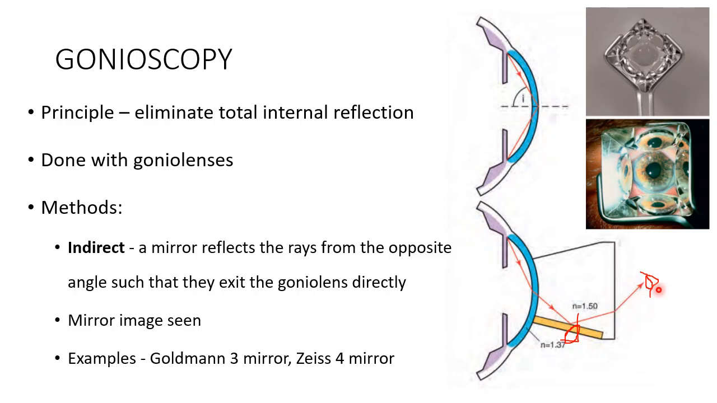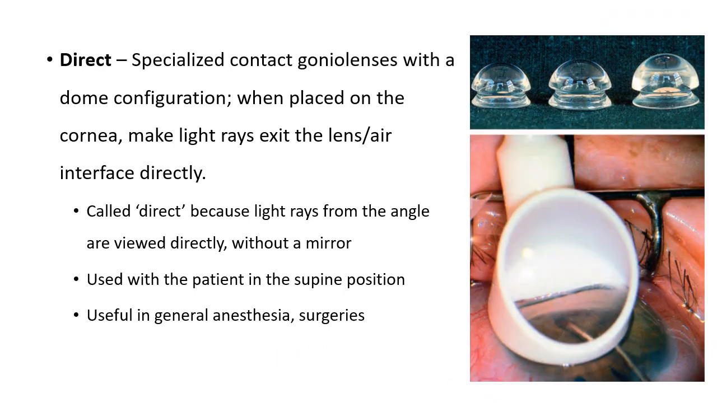So I've told you the principles of direct and indirect gonioscopy. You know already now that it's done with the help of a specialized lens known as the gonio lens. And in the indirect method, you see a mirror image. If the eye is over here, you see a mirror image. Examples of these lenses are the Goldmann 3 mirror and Zeiss 4 mirror.